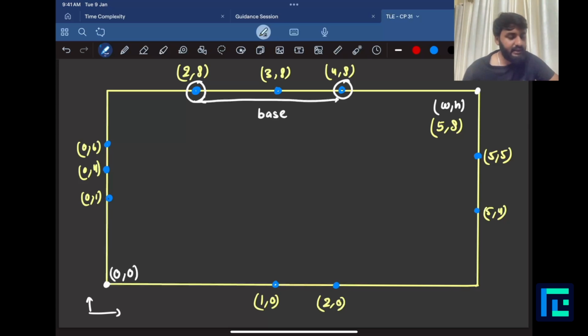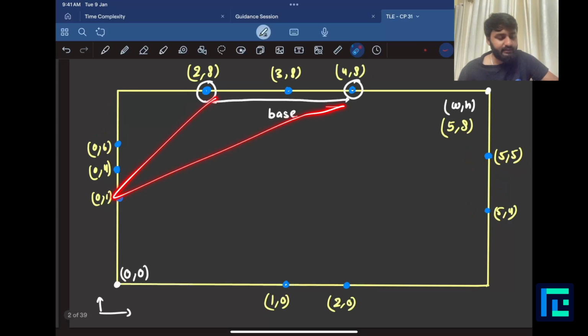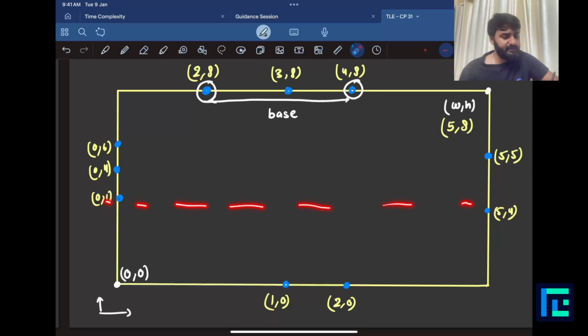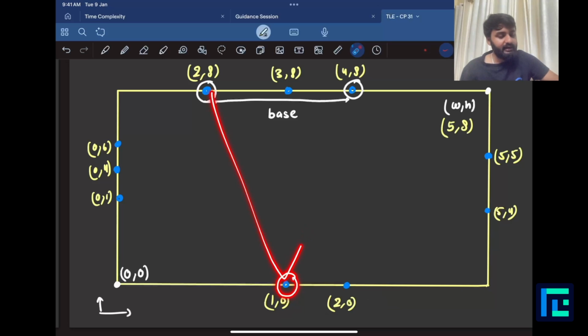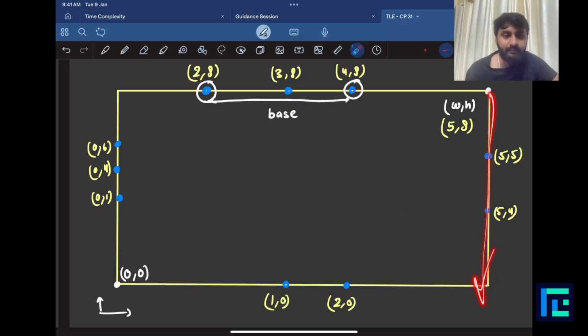From these 2 points, if I select a point that is on this side or on this side, you will create a height that looks like this, only up till this much limit, right? Something like this much limit. But if you take a point on this side, for example, like this, you create a height that is actually equal to the max height that is there in the diagram. That is actually the height of the rectangle. This means that, don't you think it's greedily the best to take a point right on the opposite side of the base that you have created?